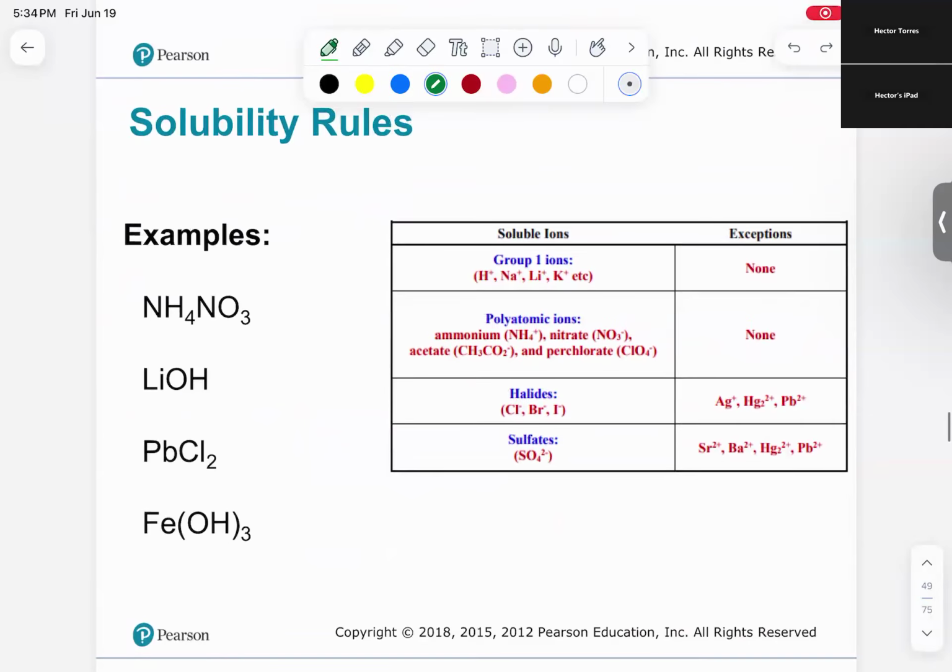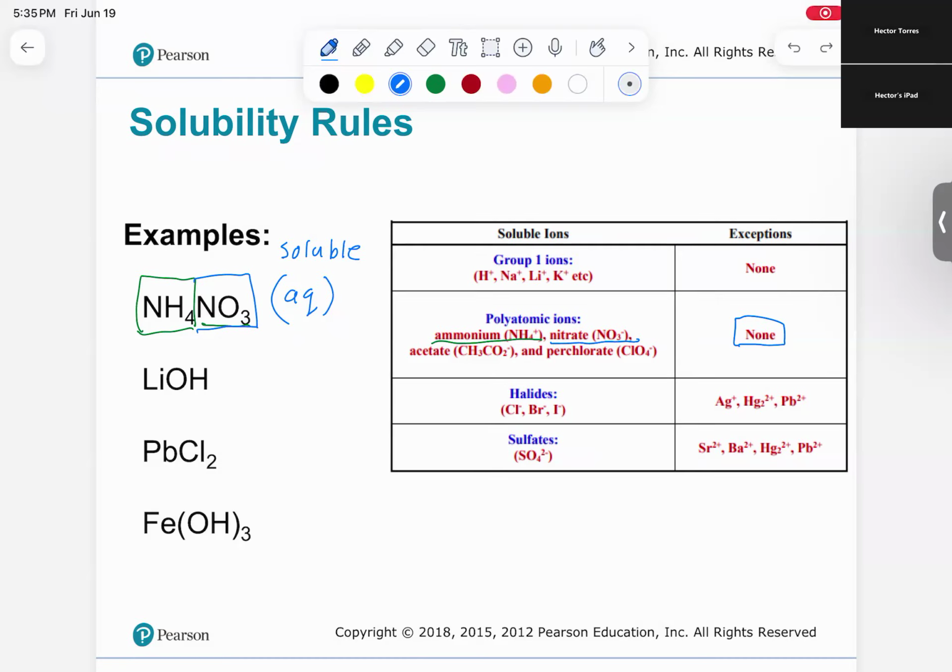Okay, so let's go through some examples. The first one is NH4NO3. So let's see if we have those on our table. As we see here, I have ammonium right here, and then I also have nitrate. So I have both of them. Okay, we look at the exceptions. This one has no exceptions, so this one is going to be soluble, so (aq). That means soluble, and it's going to be aqueous.